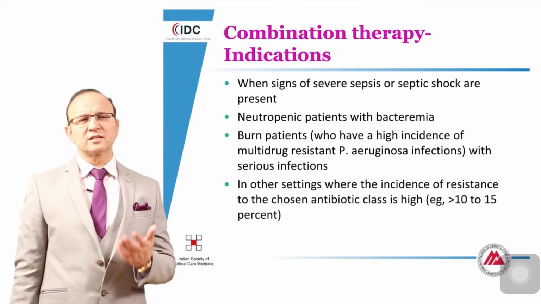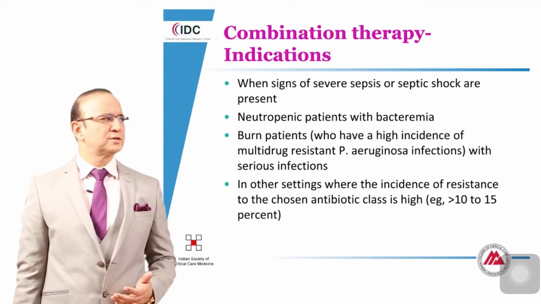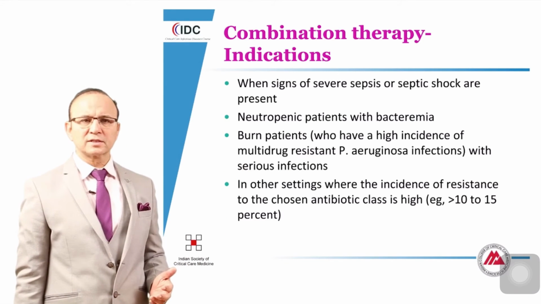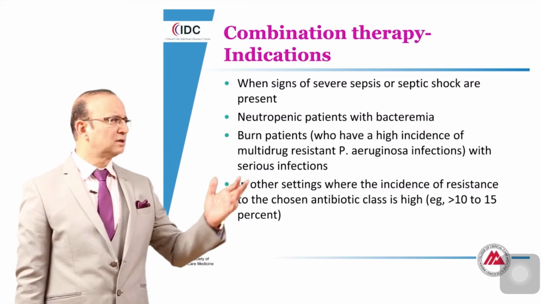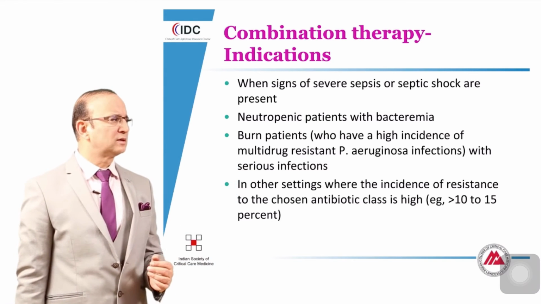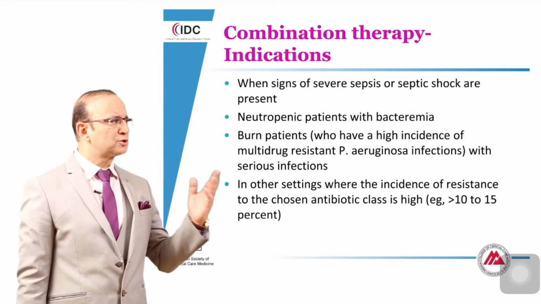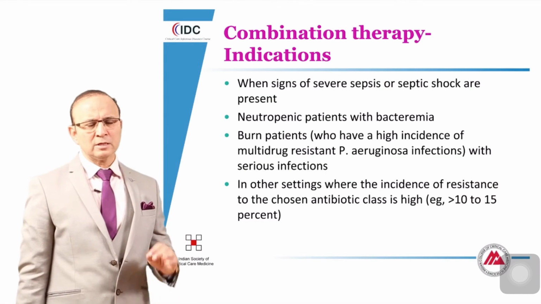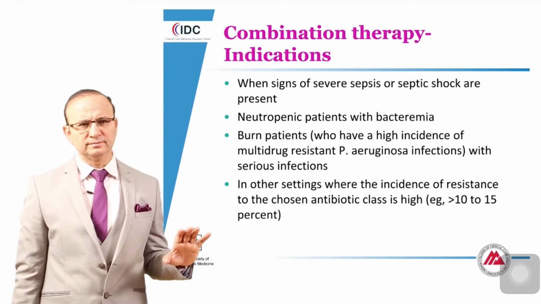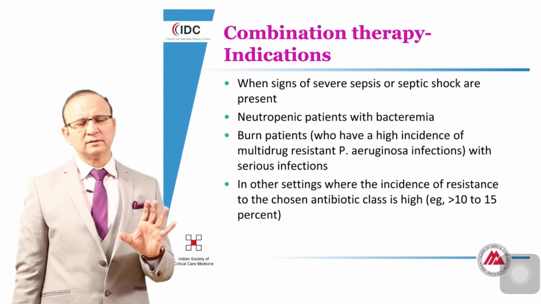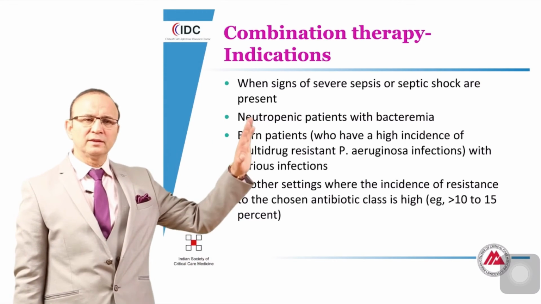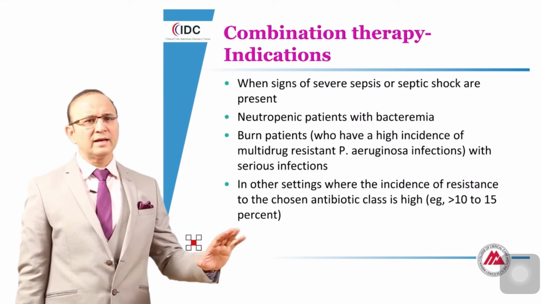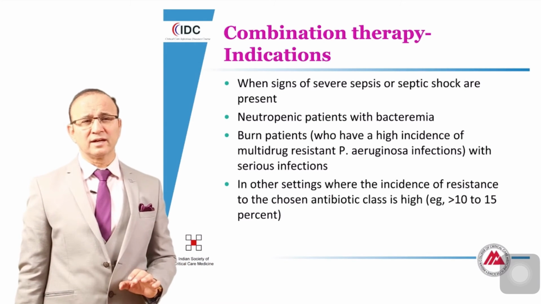Combination therapy in a susceptible organism is always used when the patient has signs of severe sepsis and septic shock, a neutropenic patient with bacteremia, a burn patient, or in other settings where the incidence of resistance to the chosen antibiotic class is high. So in a susceptible organism, which is really not prevalent nowadays, use combination therapy in these 4 conditions and where you expect the resistance rate is higher.